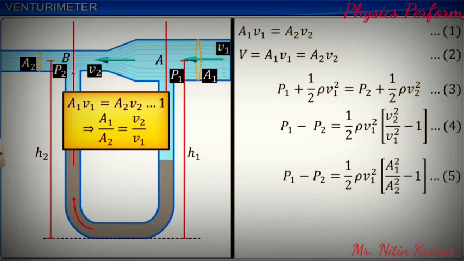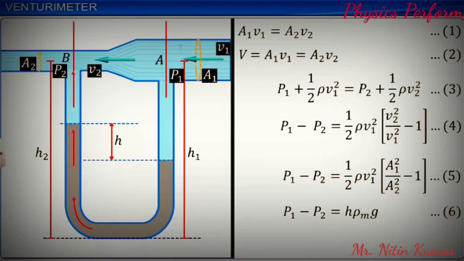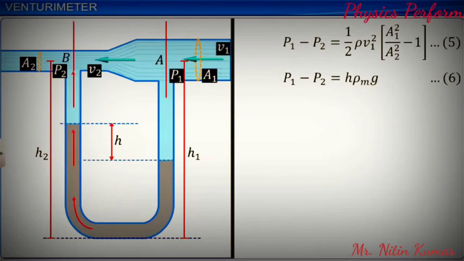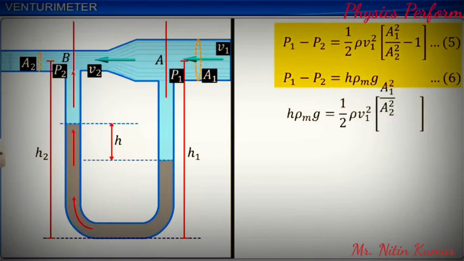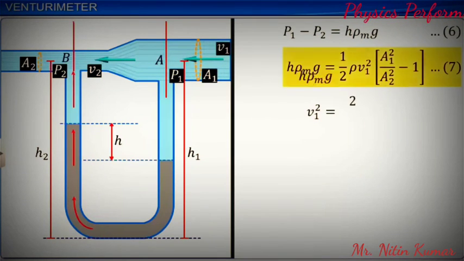The difference in the pressure at points A and B can be measured as the difference H of the liquid level in the 2 arms of the manometer tube. Thus, the pressure difference is equal to H ρm g. Let this be equation 6. From equations 5 and 6 we get equation 7 as shown. Simplifying equation 7, we get the expression for velocity V1 as shown in equation 8.